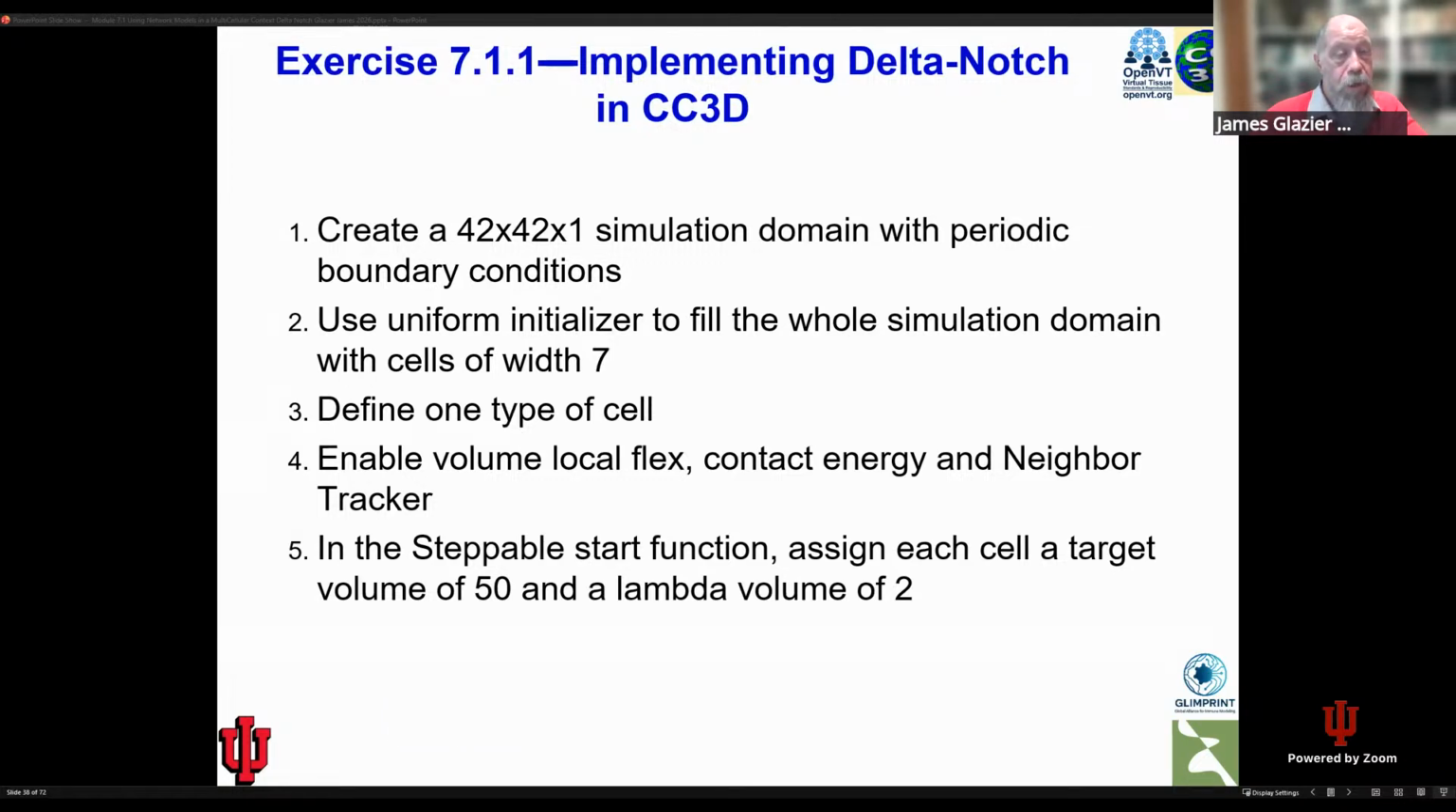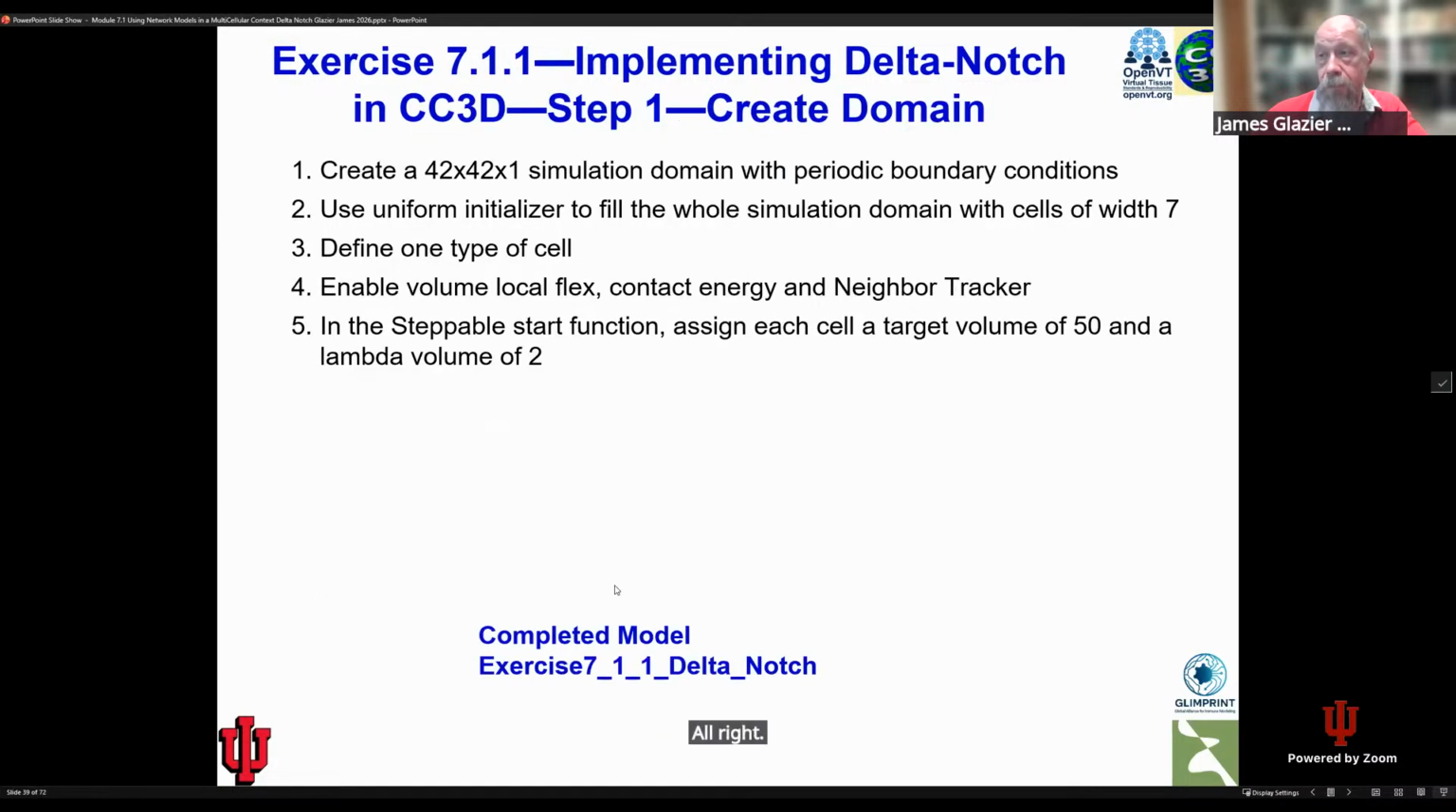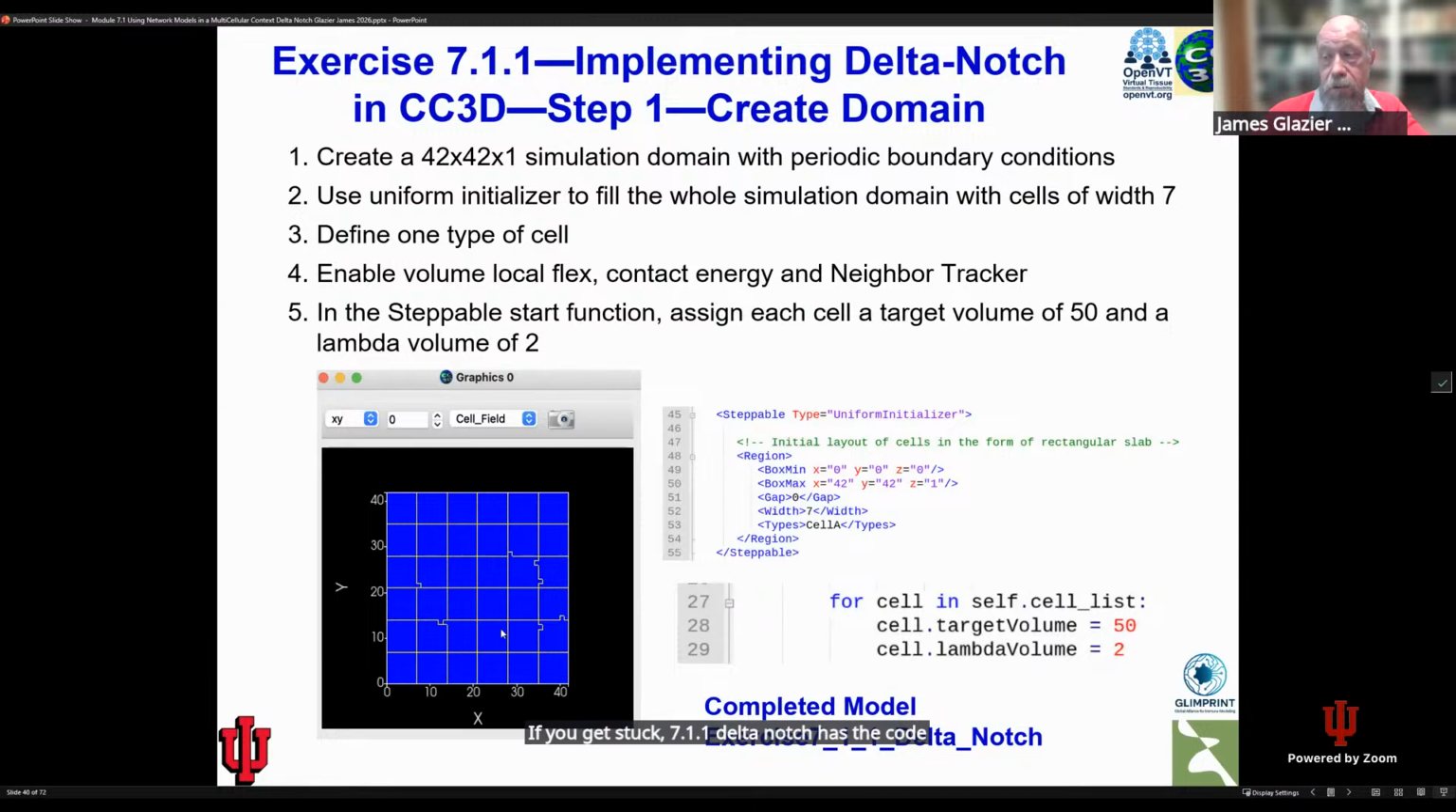Okay, I'm going to go forward one step. So if you get stuck, 7.1.1 delta notch has the code. You should have something that looks like this. We used uniform initializer. We assigned the cell volumes.